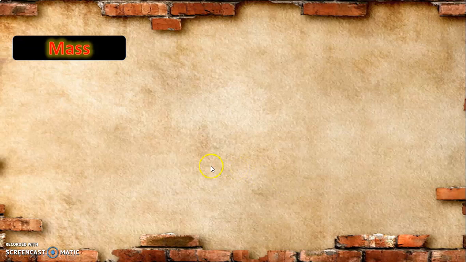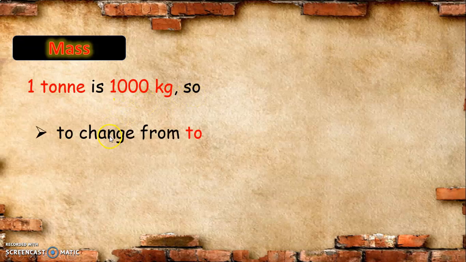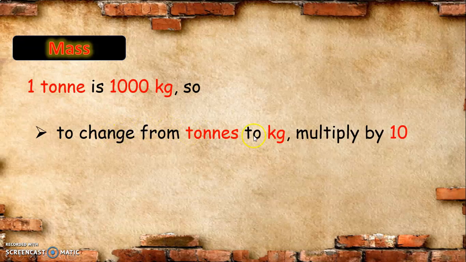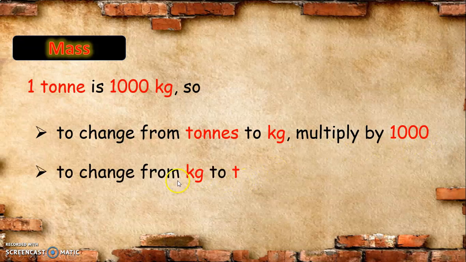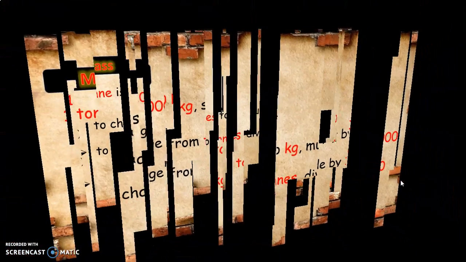Let us have the mass. 1 ton is equal to 1,000 kilograms. So to change from tons to kilograms, we need to multiply by 1,000. If you want to change from kilograms to tons, it means we need to divide by 1,000. So let us have another example.